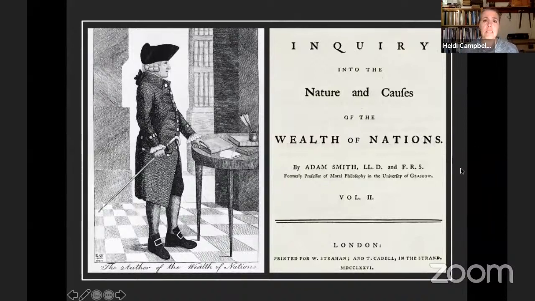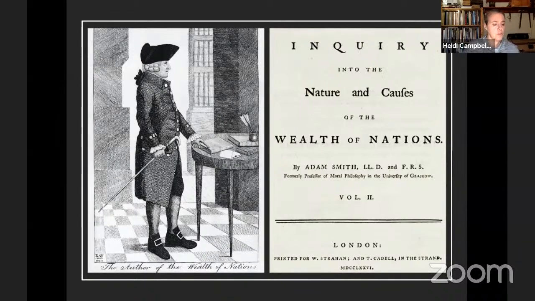And in 1776, he wrote the Inquiry into the Nature and Causes of the Wealth of Nations. He is an Enlightenment thinker, and he was trying to discover how some nations are wealthier than others, and why that could be. As you can see, this is an image of the title page of volume two. So it is a multi-volume treatise on this idea. But for our purposes, he takes a look at pin manufacturing.